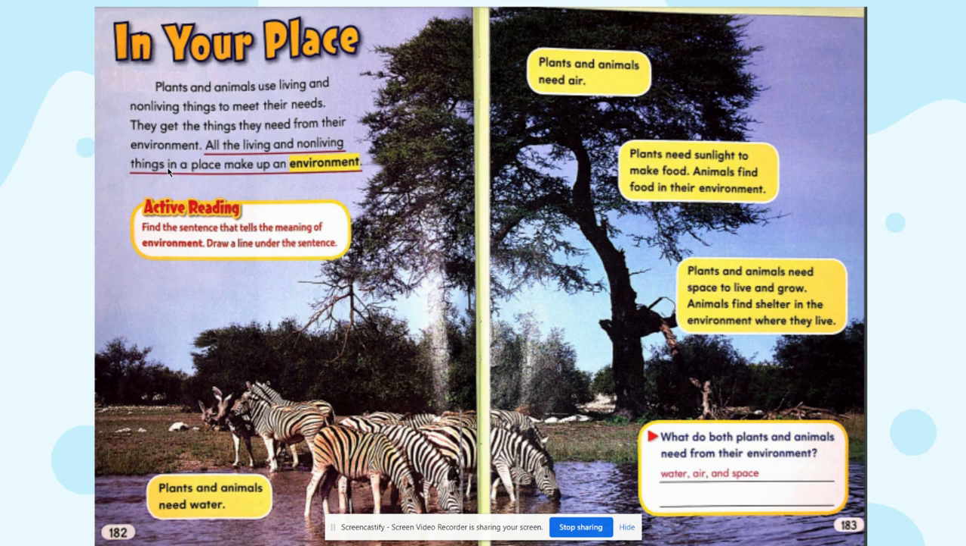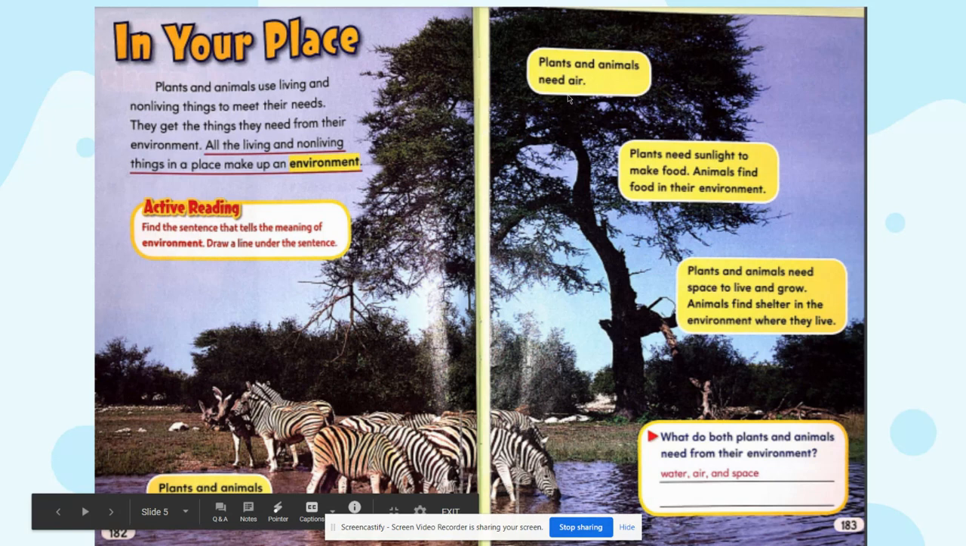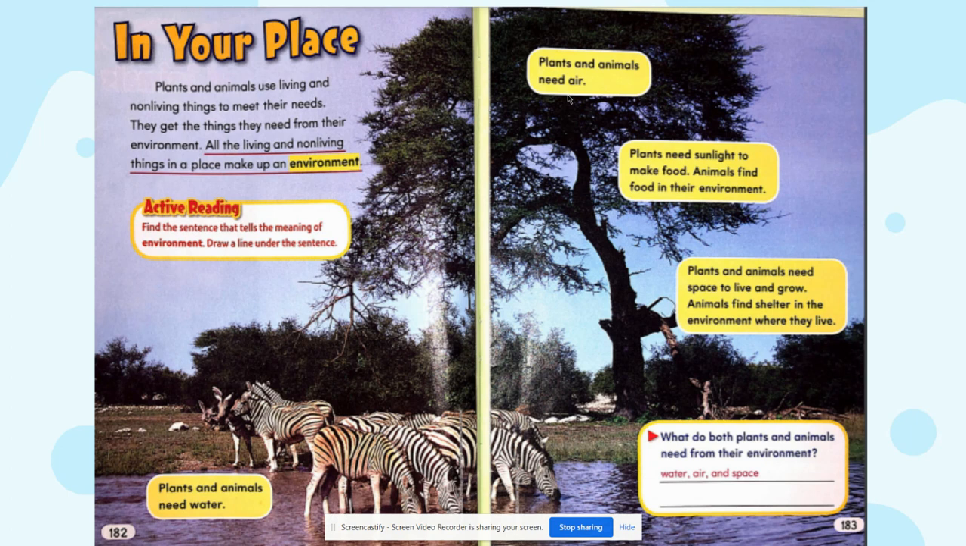Now, looking at the pictures on pages 182 and 183, we have zebras drinking some water. We have a really big, beautiful tree, some trees and bushes in the back. We have some rocks, and other zebras. Do you see that first yellow box? It says plants and animals need water. So both plants and animals need water. That is something both of them can find in their environment. Water is a basic need for both plants and animals. The second box says plants and animals need air. Air is a basic need for plants and it's also a basic need for animals, right?